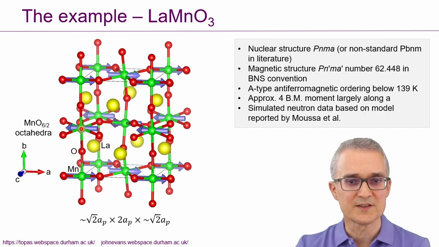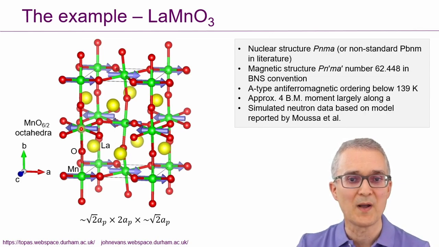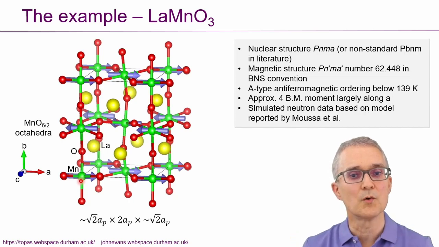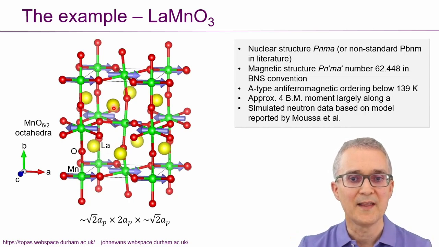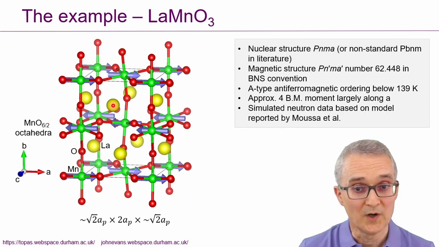As with any perovskite, it contains octahedral transition metal. So this is a manganese surrounded by 6 oxygen atoms, and each octahedron shares its corners with another octahedron to give you an infinite network of corner-sharing octahedra, and then the lanthanum atoms sit in between the octahedral framework.